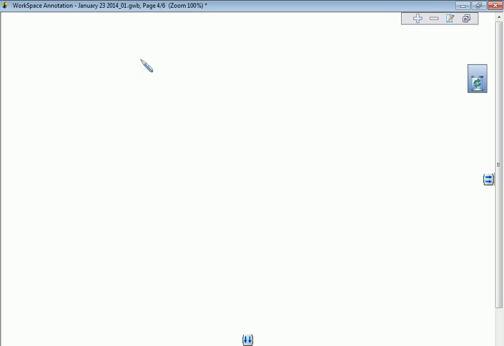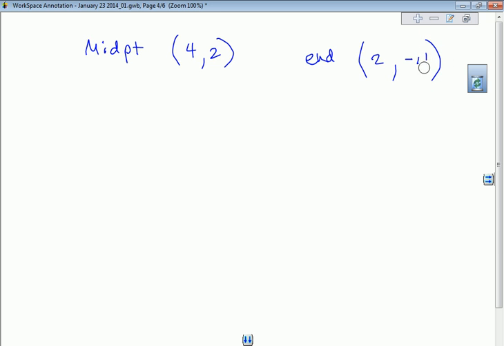All right. Another problem may have given you a midpoint. Let's say the midpoint of a segment is the point 4, 2. And it may have given you an endpoint, the point 2, negative 4. Let's change it. Negative 5. That'll be good. All right. Find the other endpoint.